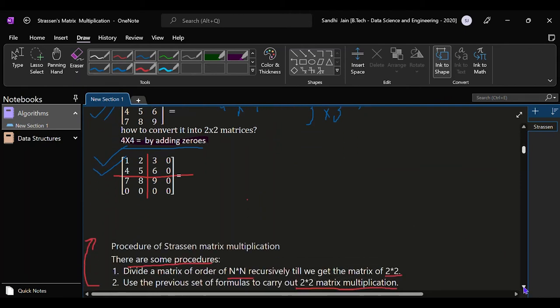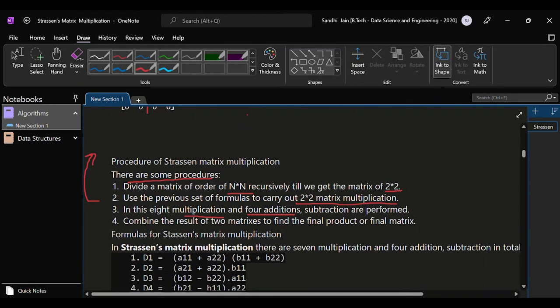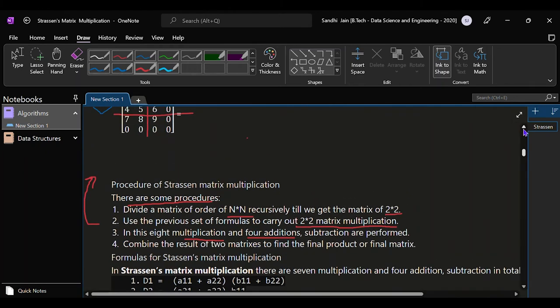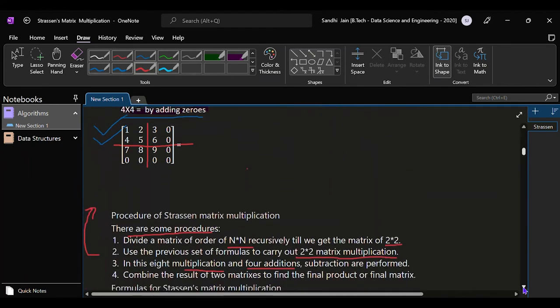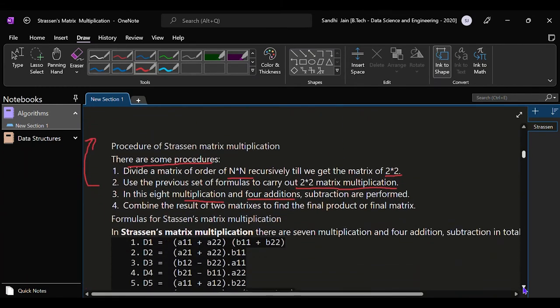So in case of Strassen also, we are carrying 8 multiplications and 4 additions. Do you know 4 additions? Yep, there are 4 additions. We are going to have 1 addition per statement. So there are 4 statements, so 4 additions. Okay. So now what we are going to do, and subtractions are also performed, but how subtraction is performed, we'll discuss it later. And then we are going to combine the result of 2 matrices to obtain the final product.